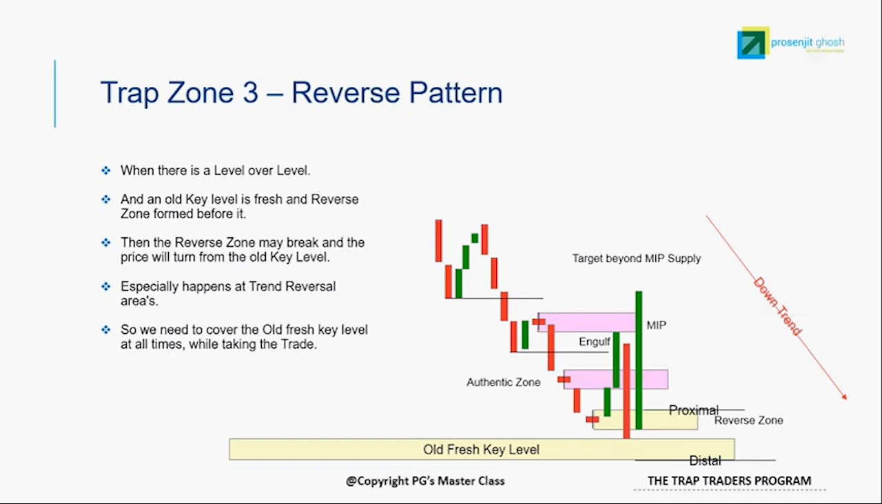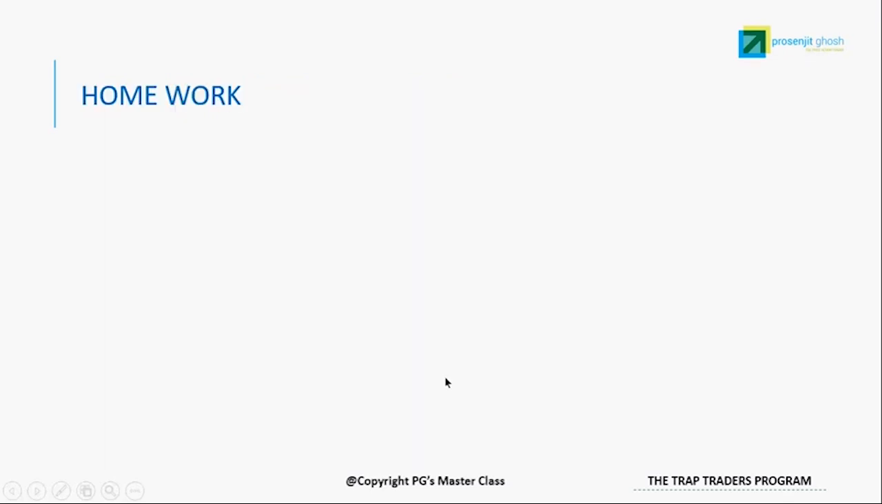Once the authentic zone gets engulfed, price can change its trend as well. So authentic zones are very, very important. We do not care if a reactionary zone breaks, because that can be a trap. I will show you all those things in the upcoming sessions. So in this case, what happens? The demand exceeds supply and price moves up. So that's all for reverse zone.